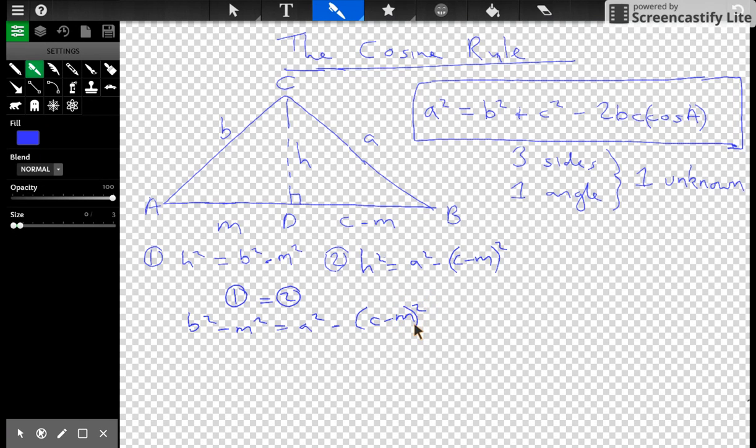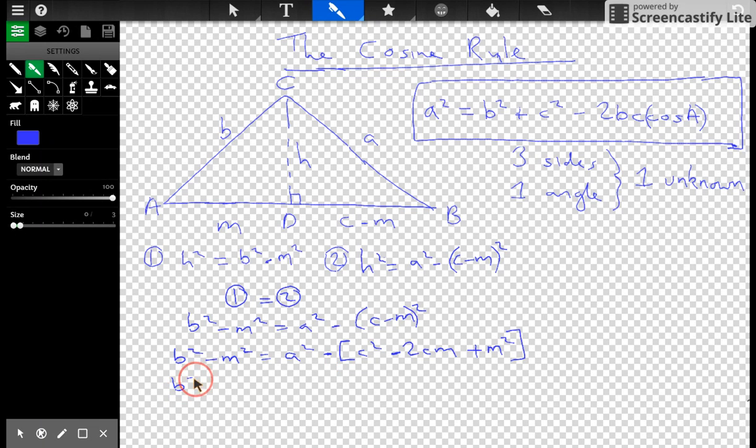Now, be careful. We have to now expand this bracketed area of C minus M squared. So do it slowly with me. B squared minus M squared, the left-hand side stays the same, is equal to A squared minus all of this. Now, C squared minus 2CM plus M squared. Now, we then have to take account of this minus here on the right hand side.